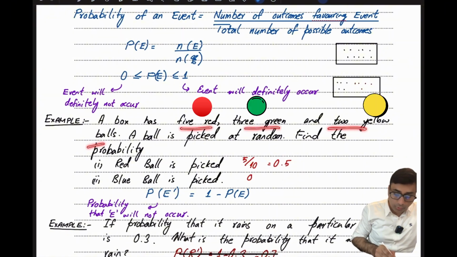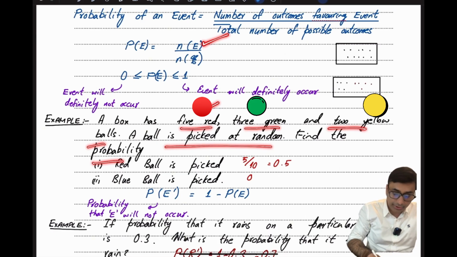Now, if you take some other examples, there is a box that has 5 red, 3 green and 2 yellow balls. A ball is picked at random, find the probability that the red ball is picked. You will see that there are 5 red balls, so the number of outcomes favoring choosing a red ball is 5. And there are a total of 10 balls here. So 5 upon 10 will be the probability that a red ball is picked.